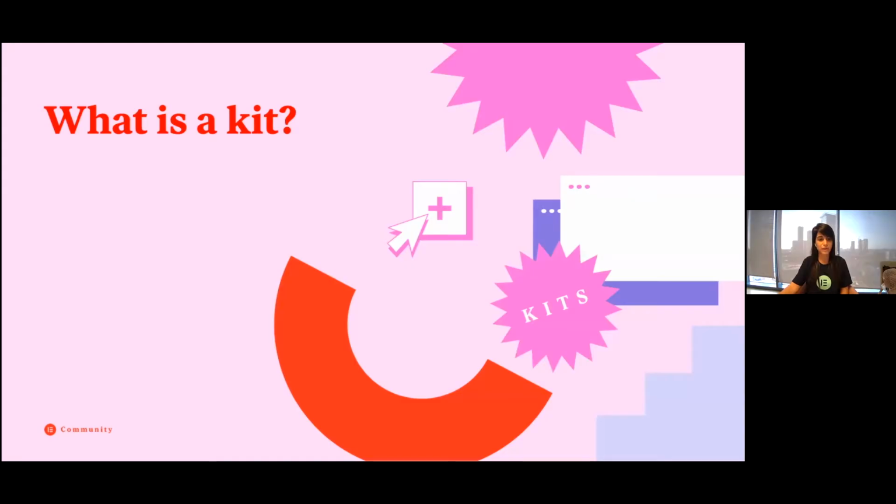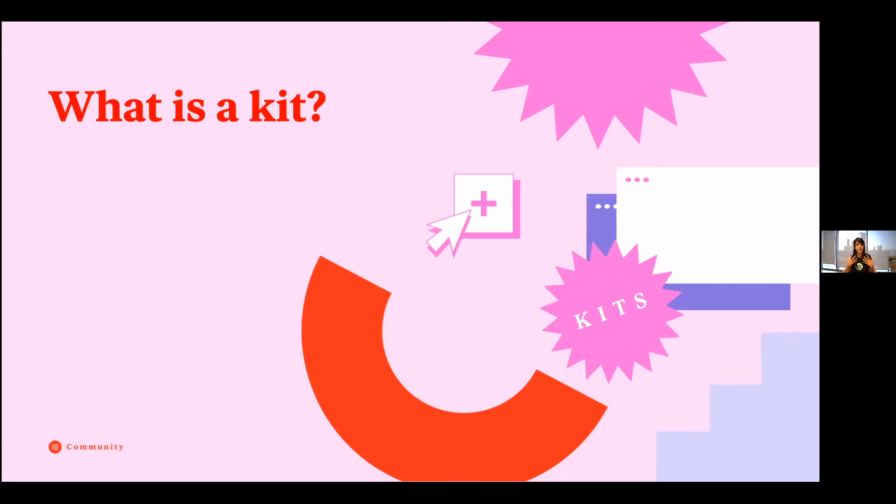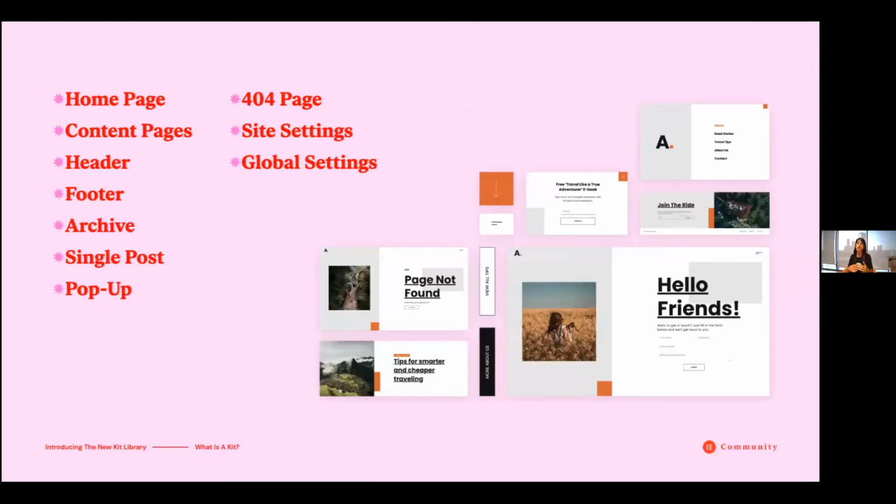As part of my role in Elementor, I'm managing the amazing team that creates all the beautiful kits that all of you are going to see and use. So let's dig in. The kit library is a really great way to create a website really efficiently and very fast. Each kit includes all the website components that you need, like a homepage, content pages, 404, header, footer, global settings, and so on.